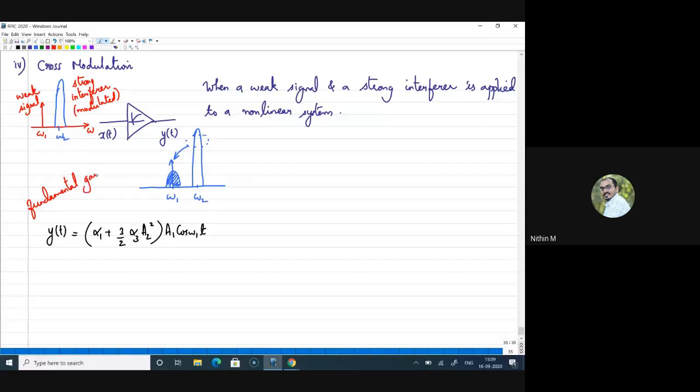Right. Why am I looking only at the fundamental gain term? Because I'm interested to know what is happening to the weak signal at the frequency omega 1 itself. And it is observed that the modulation is being transferred. So just to verify that, I'm assuming A1 as a pure tone, right?